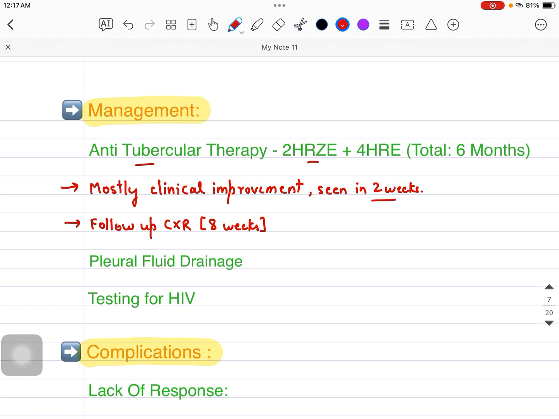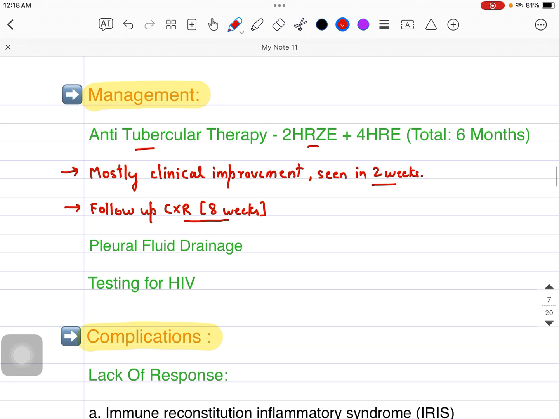So a follow up chest X-ray we should always do after 8 weeks, so that we can compare the disease progression, and the pleural fluid progression, basically whether it is decreasing or increasing. About the treatment, we should give the ATT obviously, then pleural fluid drainage should be done, and we should go ahead with testing for HIV, which is very important.